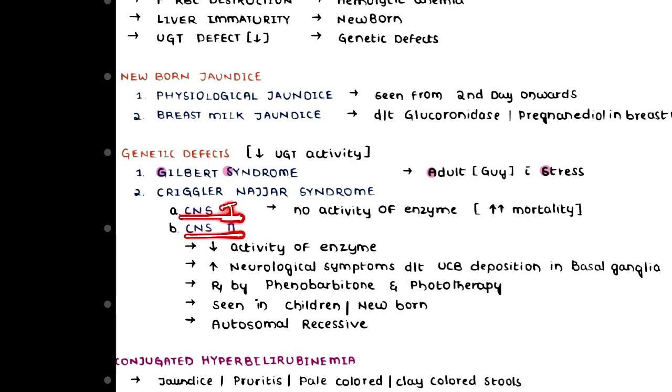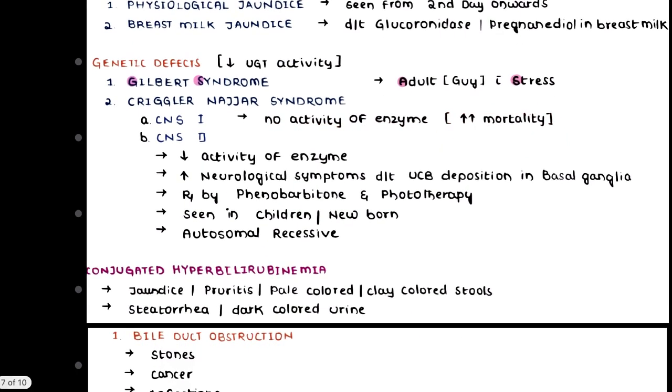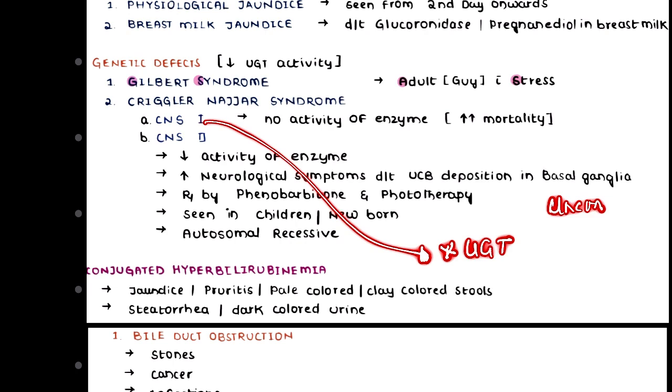Talking about type 1, it is such a severe type that there is no activity of the enzyme, that means UDP glucuronide transferase is not acting at all, and this will result in death of the child. How it will result in death of the child is that since there is no functioning of UGT, the unconjugated bilirubin will not be converted into conjugated bilirubin, and there will be a high amount of unconjugated bilirubin.